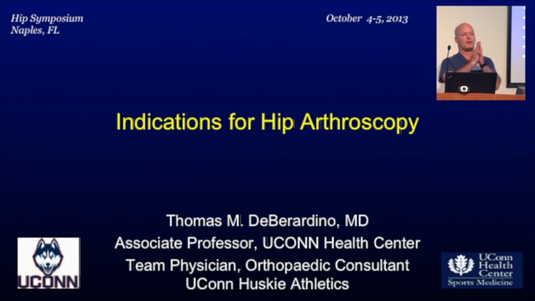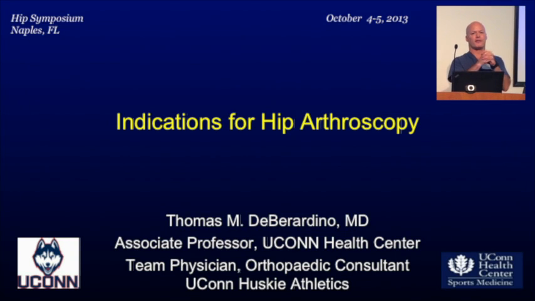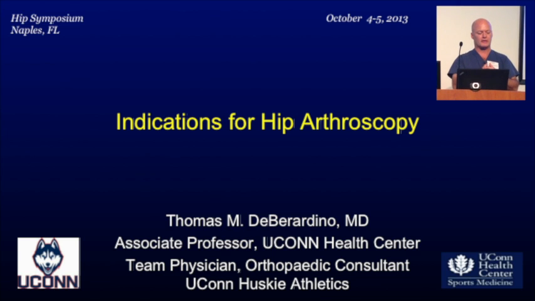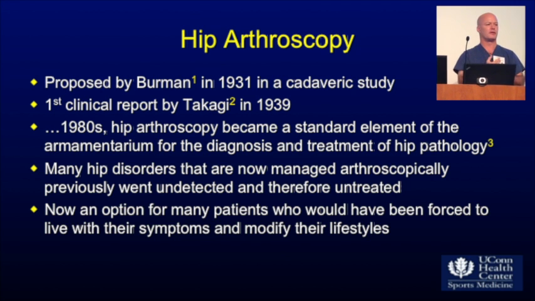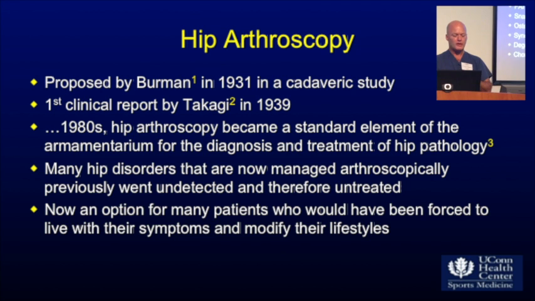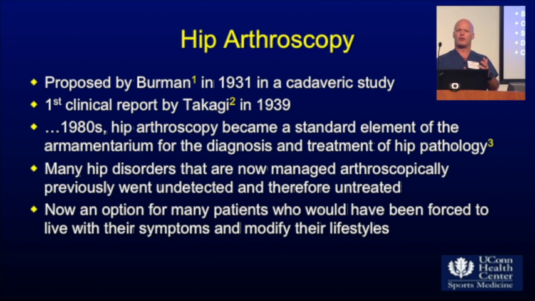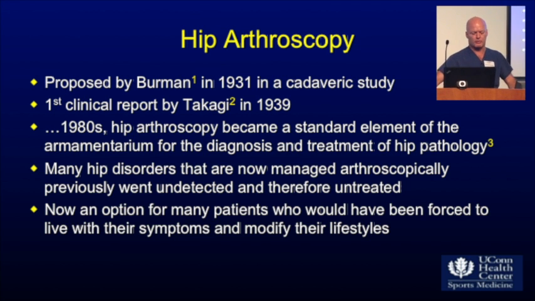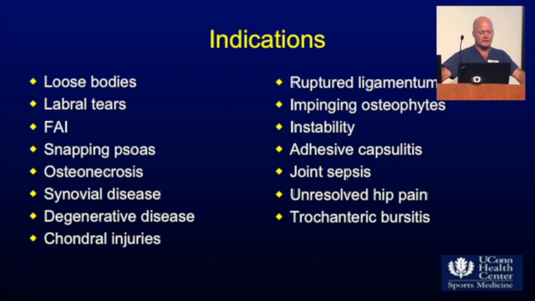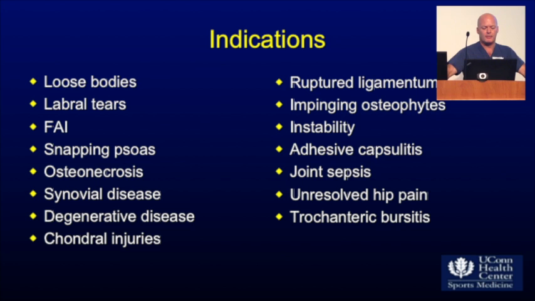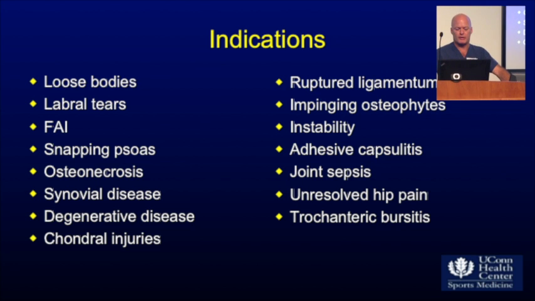Indications. We wrapped it all up into the simple mechanical things that if you've only done 10 or less, you can certainly tackle when you leave here today and certainly after tomorrow. Loose bodies, labral tears, FAI, we'll learn more and more about it as the days go on. Snapping psoas, osteonecrosis. Some people are talking about treating osteonecrosis, and some of these things are a little bit far out there. Synovial disease, mild degenerative disease, chondral injuries, ruptured ligamentum teres, impinging osteophytes, kind of early arthritis again.